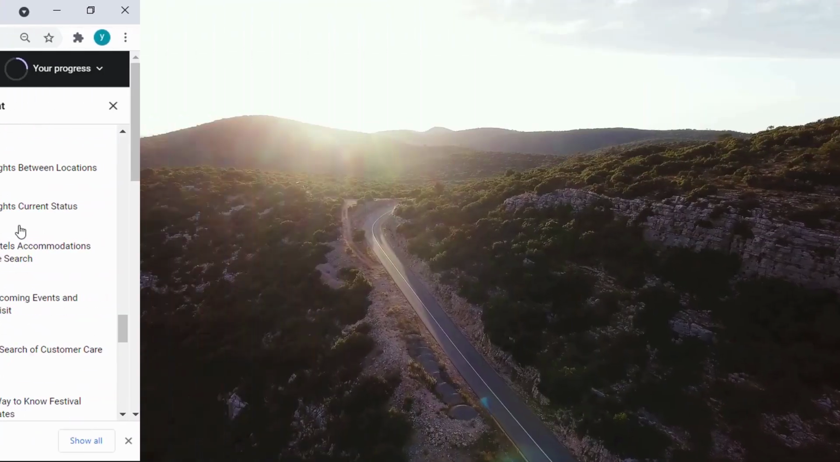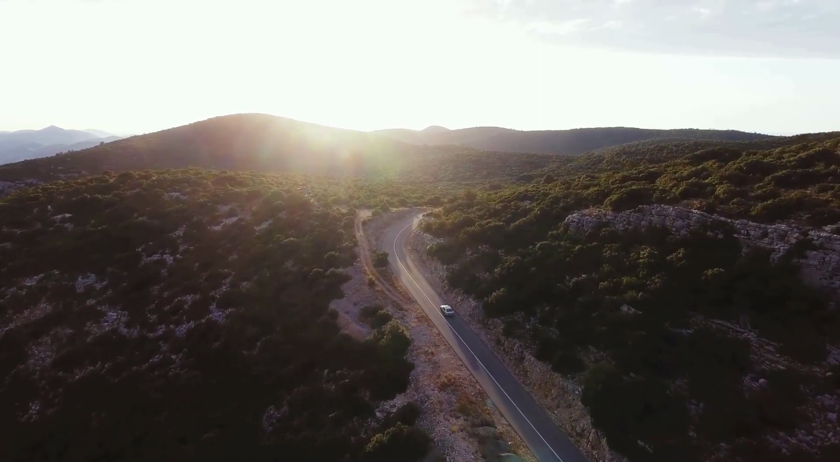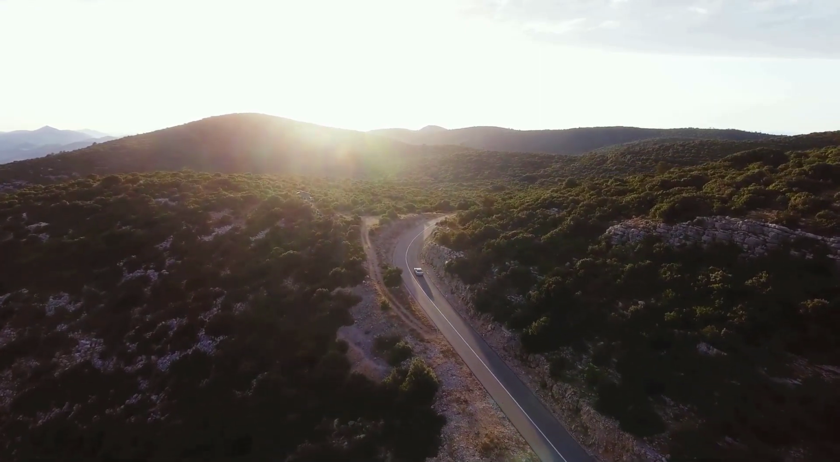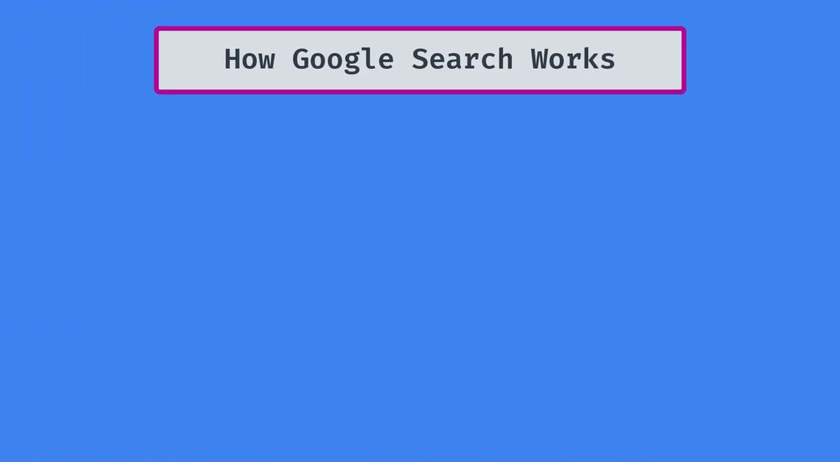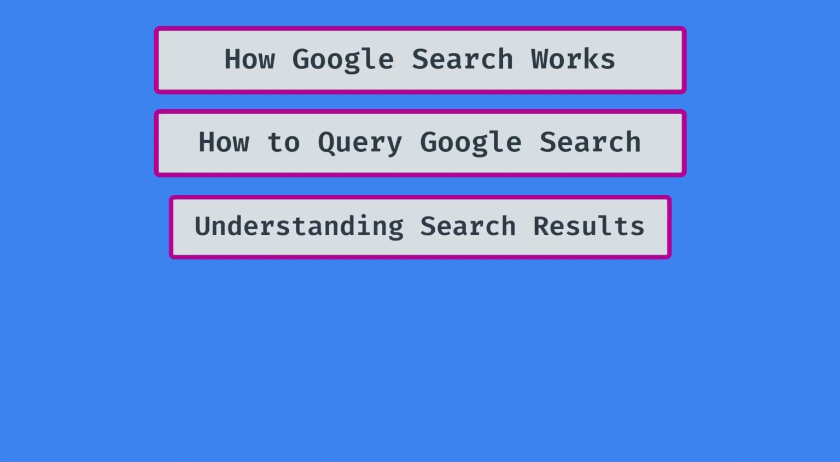On a high level, our Google search mastery, find answers 10x time faster in Google search journey starts with how Google search works internally. Because I believe if you know how things work under the hood, you can improve on top of it. Next, you will learn how to query Google search effectively. Here you will learn how your query influences your search results. Next, understanding the search results.